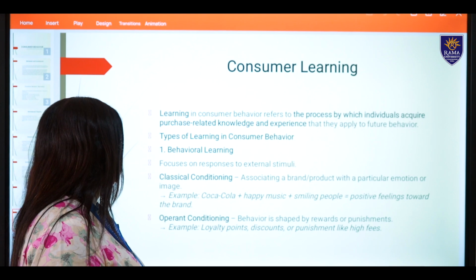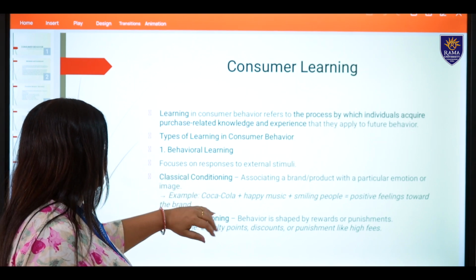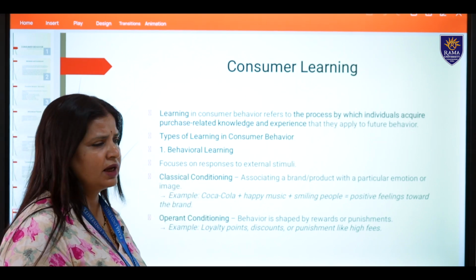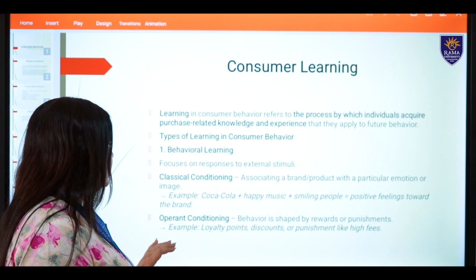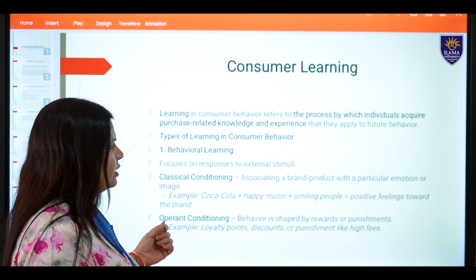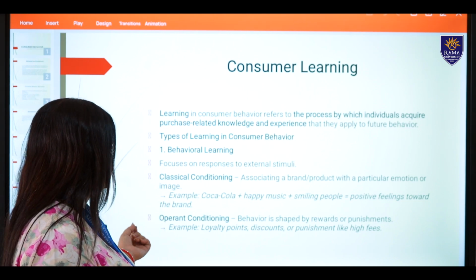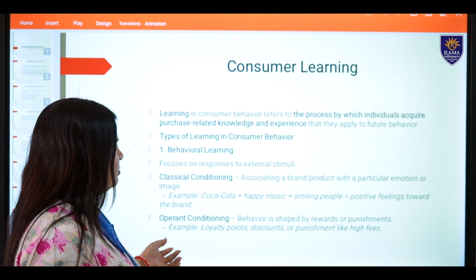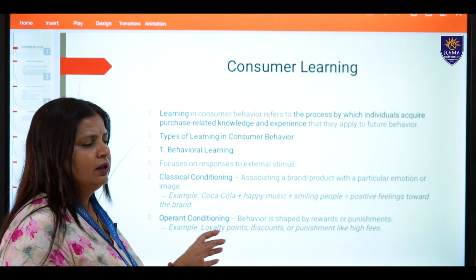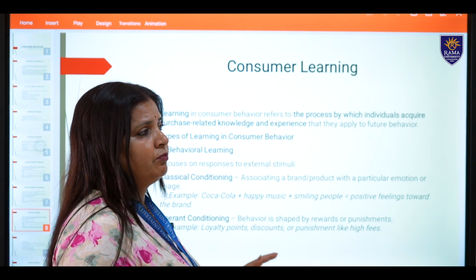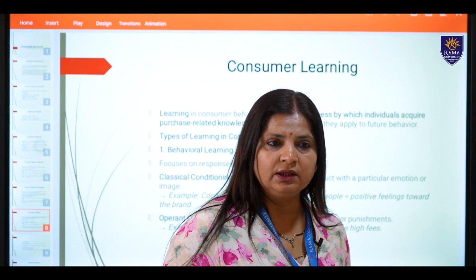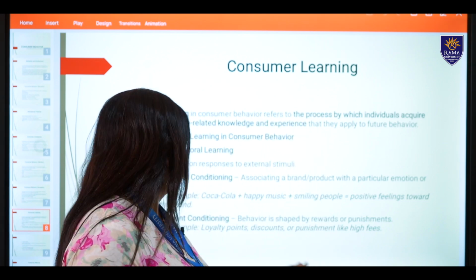Types of learning in consumer behavior. First is behavioral learning, which focuses on response to external stimuli. Classical learning: associating a brand or product with a particular emotion or image. Example, Coca-Cola plus happy music, smiling people etc. They present different types of things from which we learn and get to know about the product.